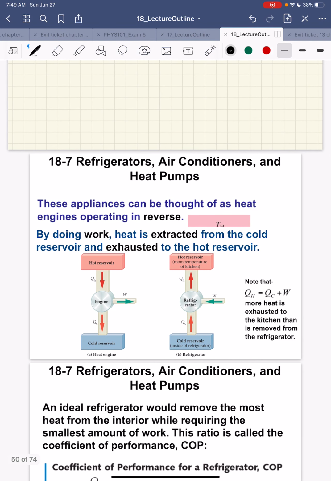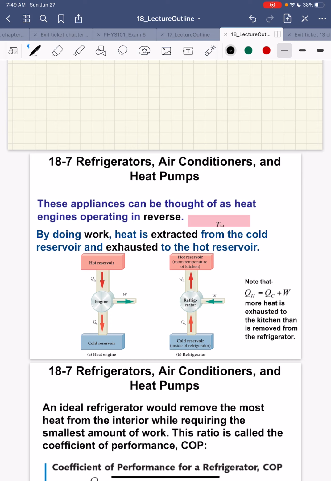Now, another system we will talk about is refrigerators or air conditioning systems and heat pumps. These appliances can be heat engines operating in reverse. Why in reverse? Because they are cooling. By doing work, heat is extracted from a cold reservoir and exhausted to the hot reservoir. And then here, Q hot is going to be equal to Q cold plus W.